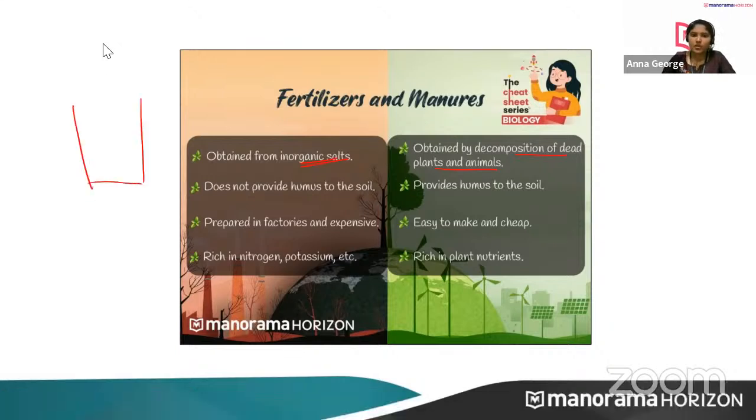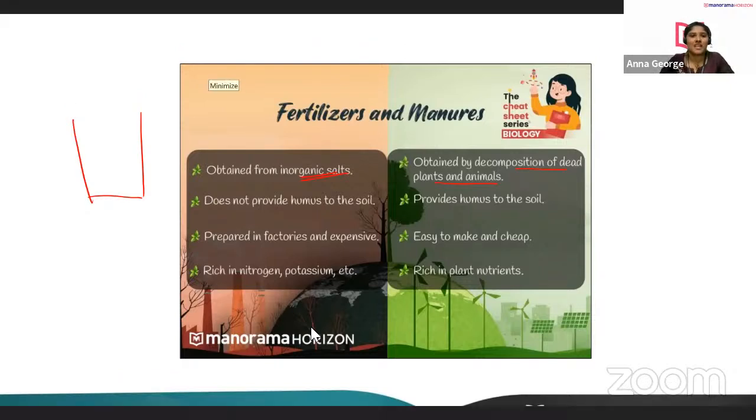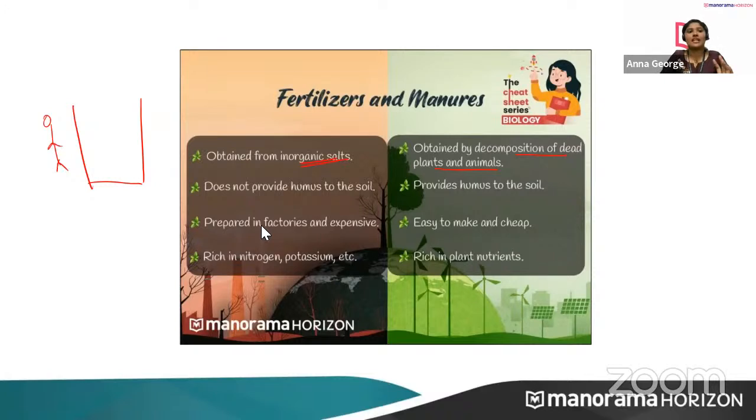Consider this is a pit. Yes, very good. Everyone is too smart. And here is a farmer, an imaginary farmer. He will be dumping all the animal waste and plant waste here. After a few days or a couple of weeks, this waste will be converted into manure. How is it converted to manure? With the help of microbes.